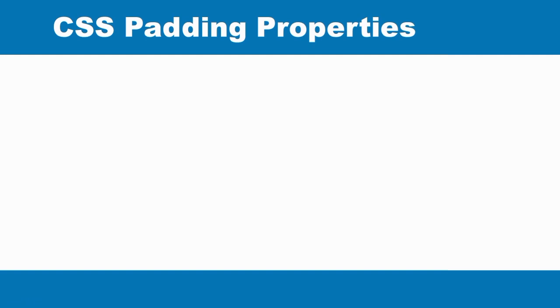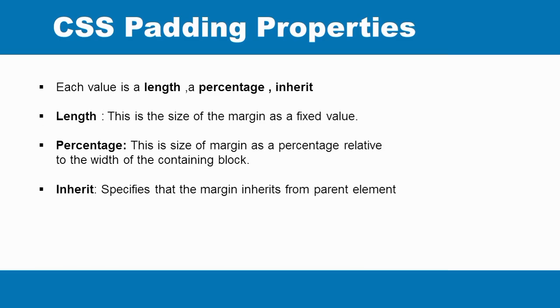All the padding properties have the following values. You've got the length, which specifies a padding in pixels, points, centimeters, or whatever measurement you're using. We also have the percentage, which refers to a padding in percentage, relative to the width of the containing element. We also have inherit, which specifies that the padding should be inherited from the parent element. The key distinction between the padding property and the margin is that with padding, negative values are not allowed.